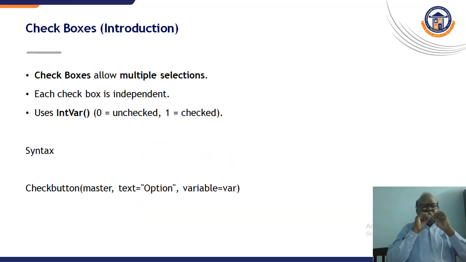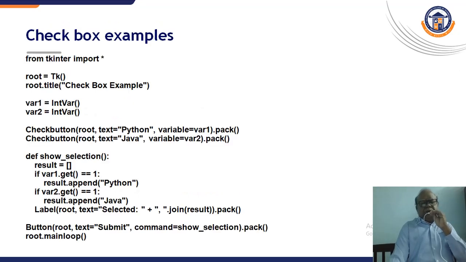Checkbox allows multiple selections. Each checkbox is independent. Uses IntVar, 0 is unchecked, 1 is checked. Checkbutton master, text equal to option, variable equal to var. So this text is the label that will appear, whatever you are giving to text, that value will appear, just like radio button. Similarly, variable can store the value of the checkbox.